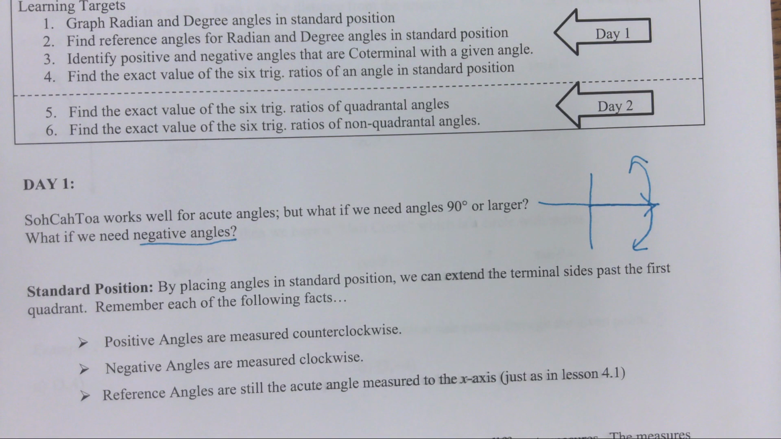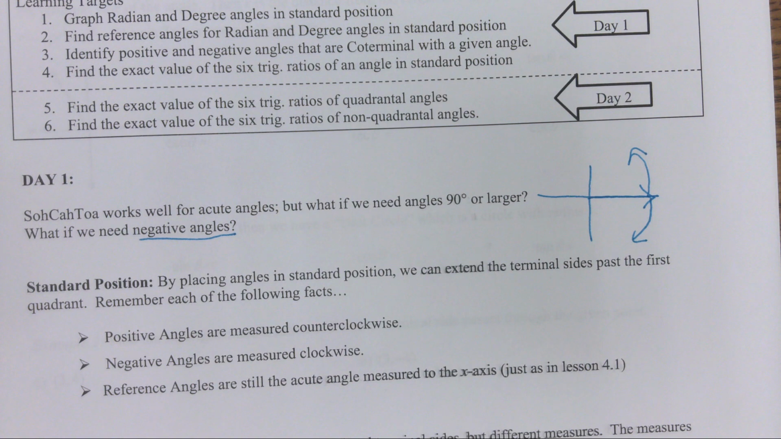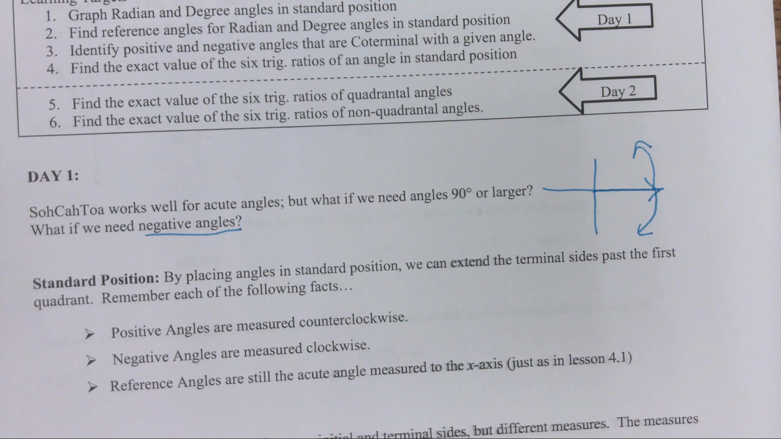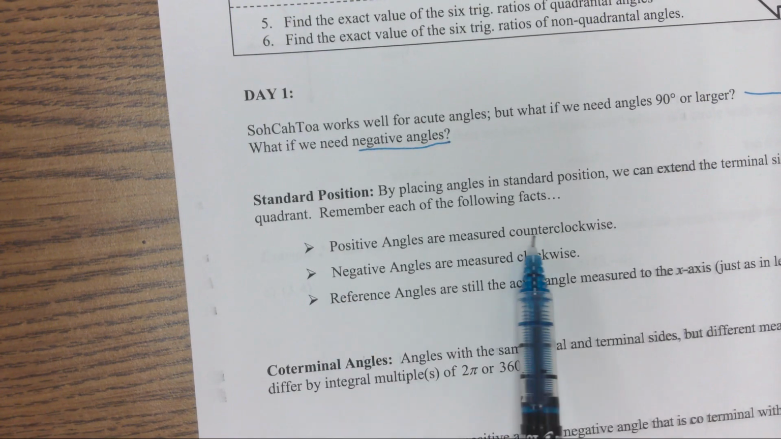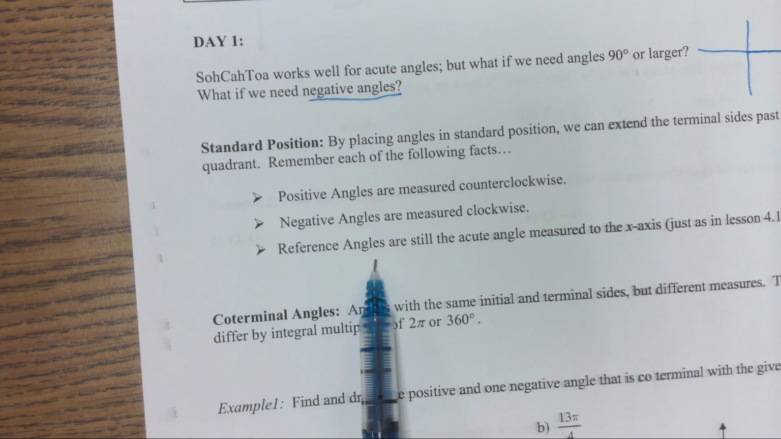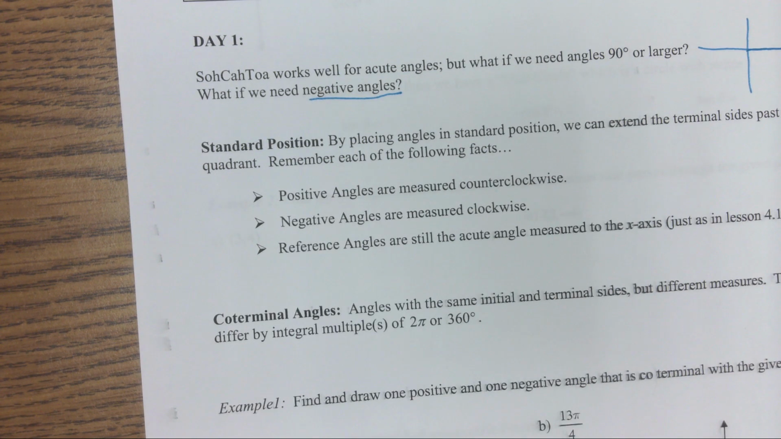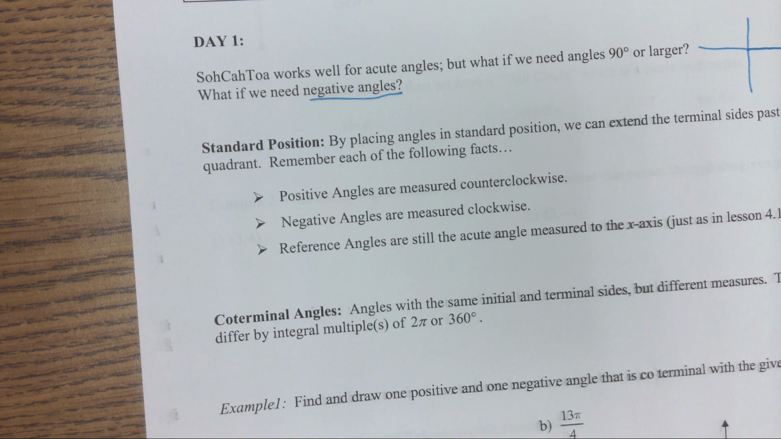Because we're talking about 360 and you can rotate either way, there are always going to be a lot of ways to get to the same final destination. We call those coterminal angles. So just understand, positives are measured counterclockwise, negatives are measured clockwise. A reference angle is still going to be the acute angle made with the x-axis only. So that's our vocab for today.